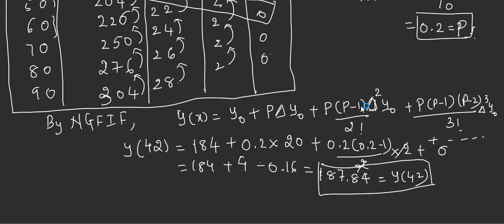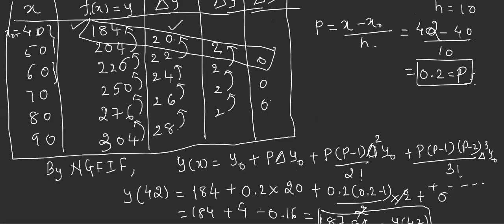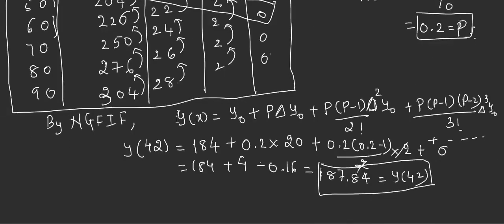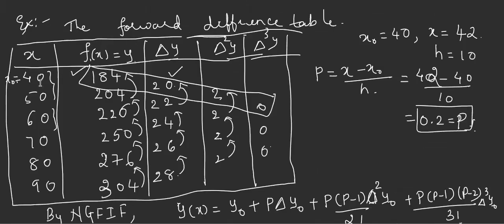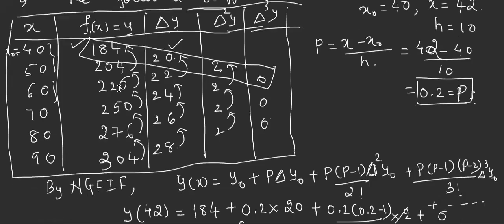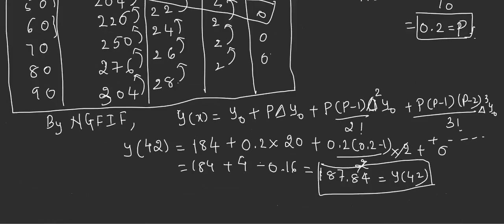Is it correct? Check the table. 42 lies between 40 and 50, so the answer is between 184 and 204. It is more nearer towards 184 because 42 is very much nearer to 40. So obviously the increase is not much. Yes, this is how it has to be solved. Clear with this interpolation formula? So you can expect one question on this method.